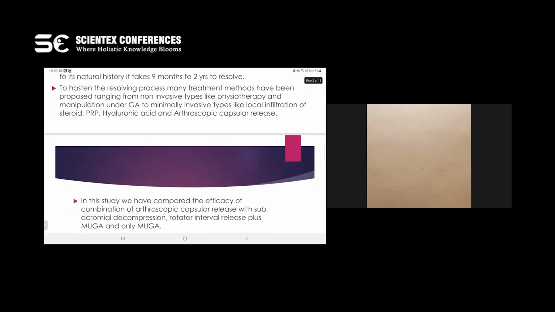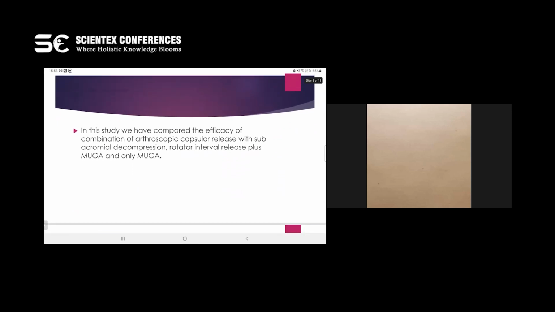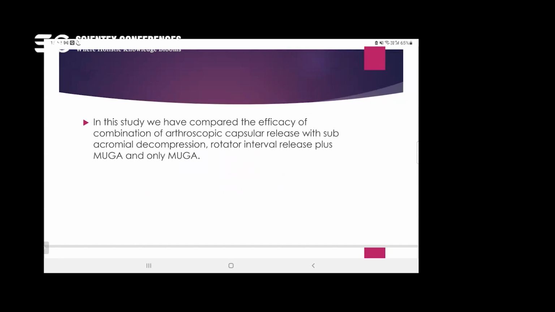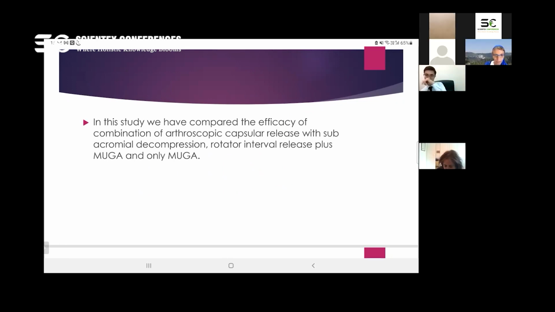So, what do we mean by adhesive capsulitis basically? In the shoulder joint, we have the shoulder capsule. The problem is that there are many adhesions between the two layers of the capsule, or between the capsule and the head of the humerus, or other structures such as the superior and inferior glenohumeral ligaments and other structures present around the shoulder joint. These adhesions will restrict the movement of the shoulder joint.